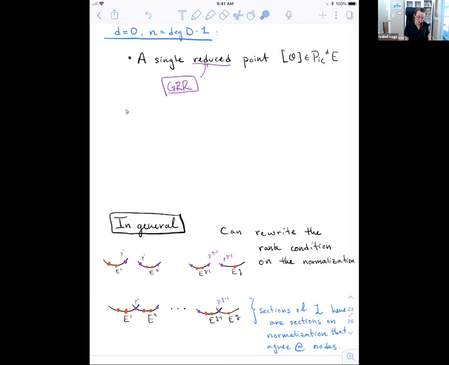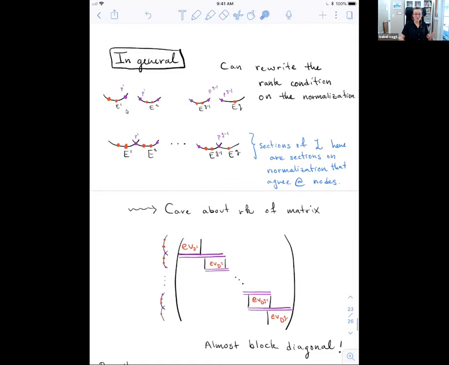And so I can rephrase this as a problem on the normalization, which means that it's going to be something about a map of vector bundles. And this map of vector bundles on the base is going to be almost block diagonal. It's going to have these block pieces that come from evaluations along the components of D that were supported on each one of these elliptic curves. And then they're very minimally interacting. They only interact in one little shared row for each of them corresponding to the nodes.